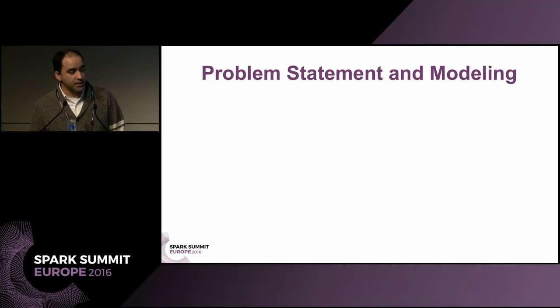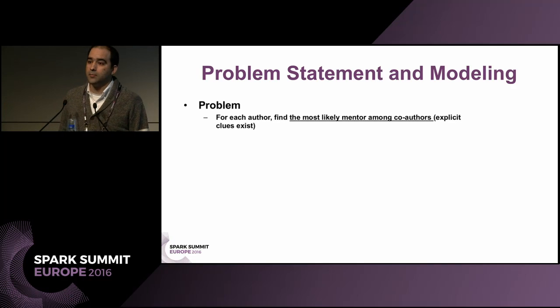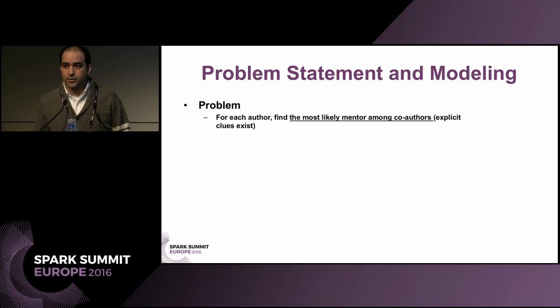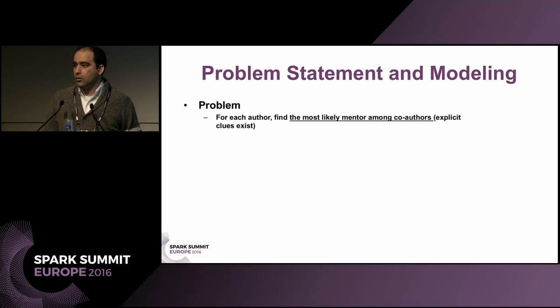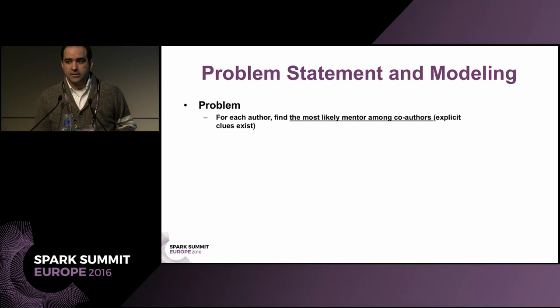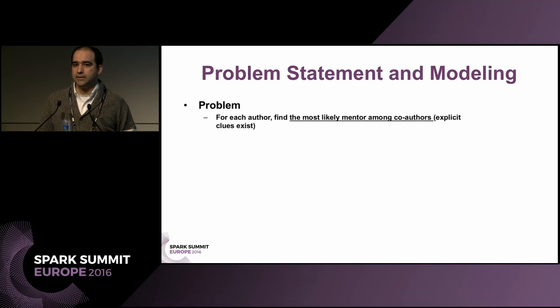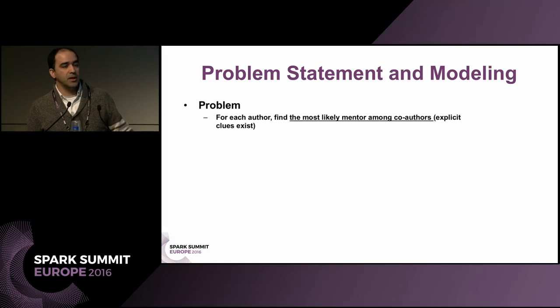Now I'm going to formally define the problem. The problem is to find the most likely mentor among co-authors. This is already a little simplified because someone may not publish with their mentor. Or we have edge cases where the actual advisor is the co-author of a co-author, but that's very exhaustive to calculate, because a lot of people have about 1,000 co-authors. And then if you look at the co-authors of co-authors, we are talking about a quarter of a million. So we simplify the problem to find the mentor among co-authors.